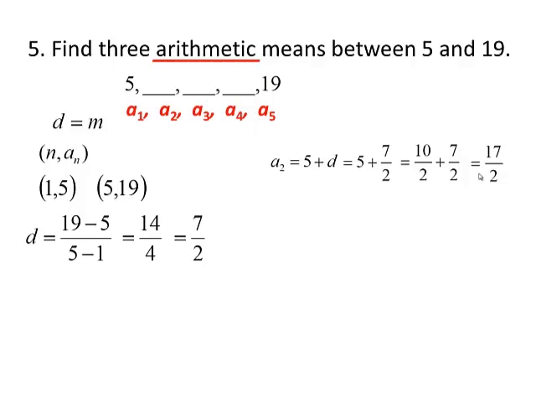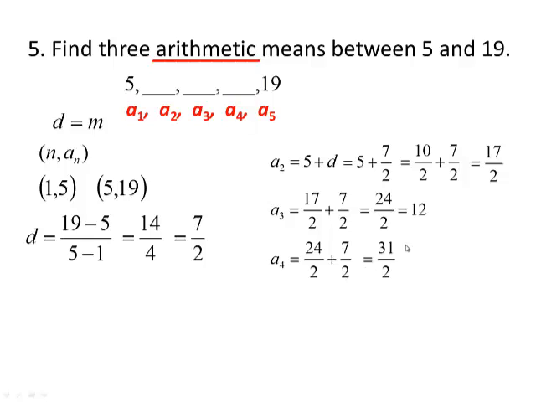That's the second term. Now the third term will be 17 halves plus another 7 halves. So we have a common denominator. That will be 24 halves, which is 12. And then the fourth term, instead of using the 12, I'm going to use the 24 over 2 because that's my common denominator. Add another 7 over 2, and I get 31 over 2.